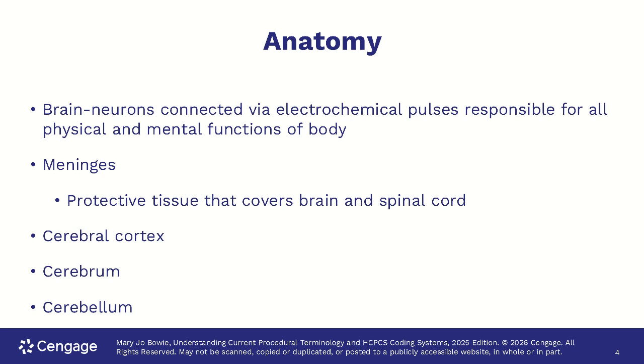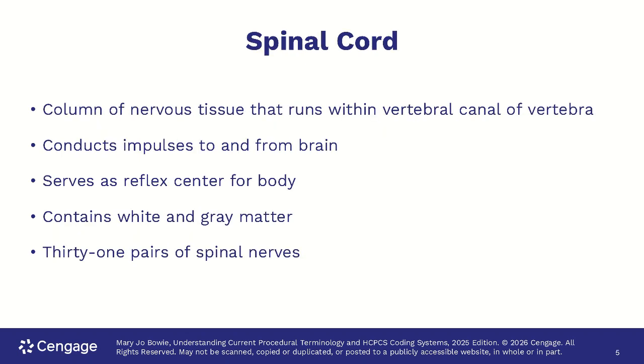The brain is comprised of a bunch of areas that I'm not going to review for you, but they are the cerebral cortex, the cerebrum, the cerebellum. Notice the difference in the words. The diencephalon, the brainstem, and that's all we've got time to say for today.